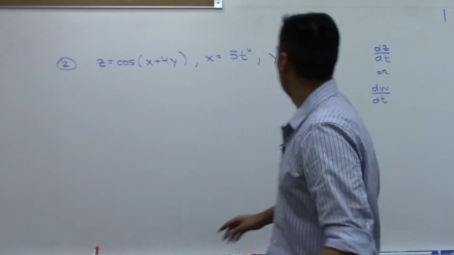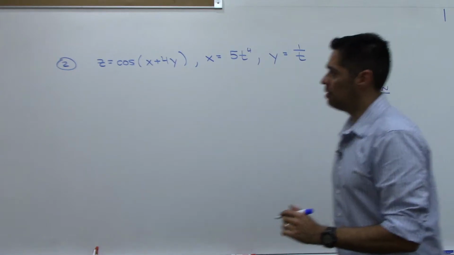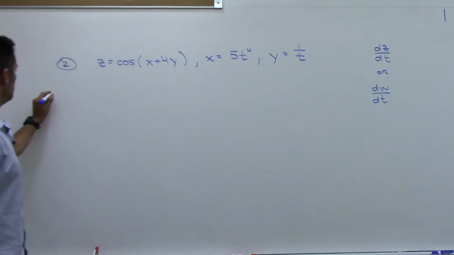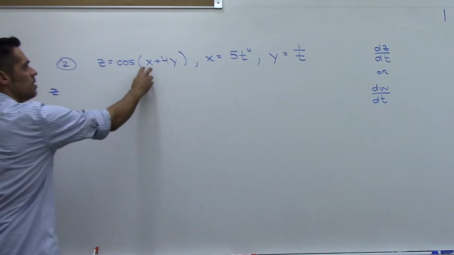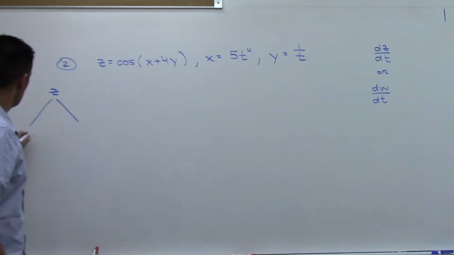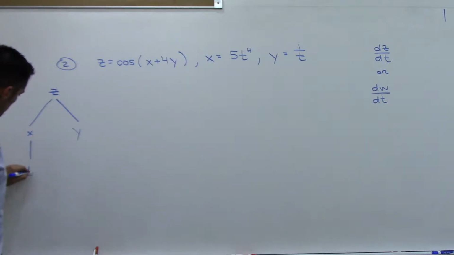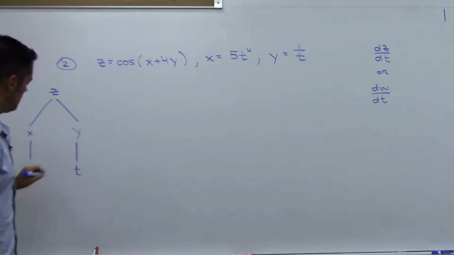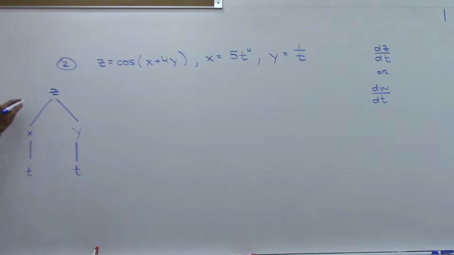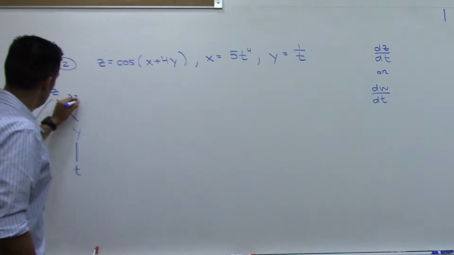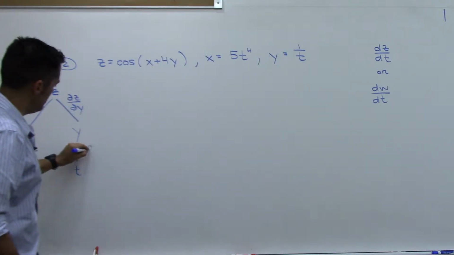So I'm going to just start this problem by going with my tree. I'm going to start z as the top variable. Z depends on x and y. And then from there, x depends on t. Y also depends on t. So I'm going to fill out this table. I get partial z with respect to x, derivative of x with respect to t, straight derivative here. Here it splits, so again, partial z with respect to y, and then here dy/dt.